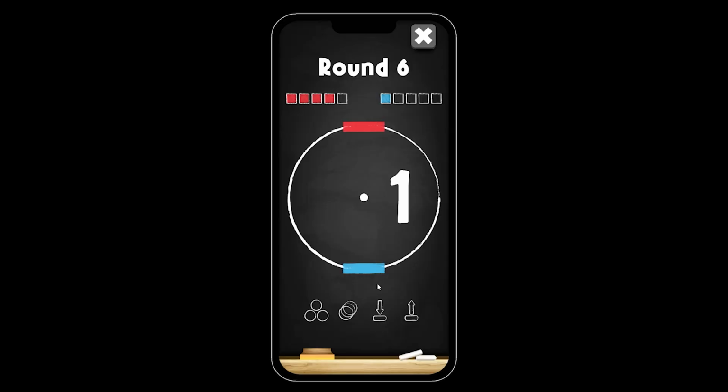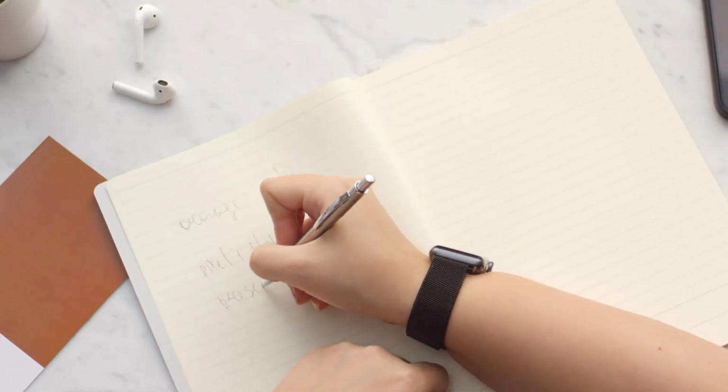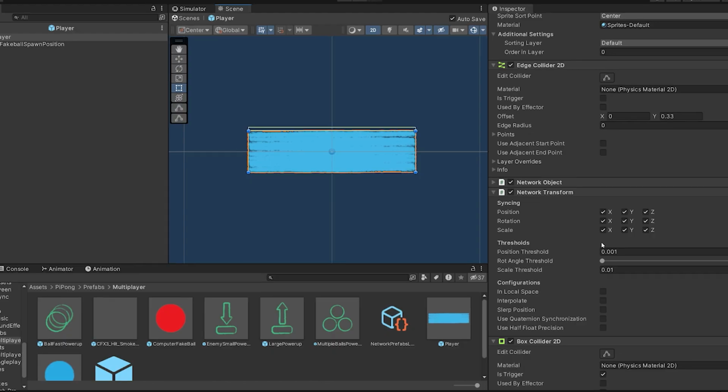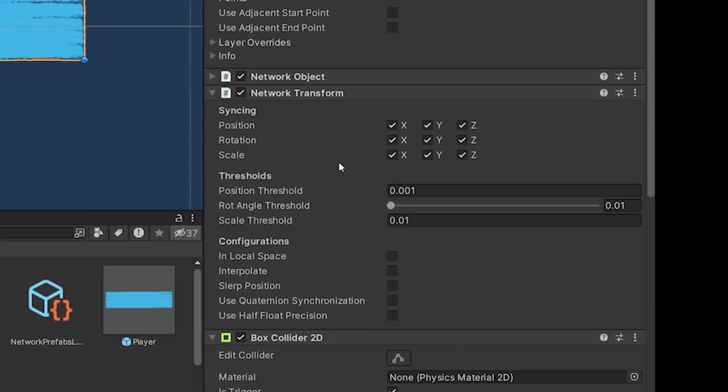But where do I start? The first thing I realized was that I had to synchronize a lot of data. You have two platforms, the ball, and all these power-ups flying around the screen. And you need to permanently synchronize their position, rotation, and scale. So I sat down and thought to myself, how am I going to do this? But then I found out Unity has a built-in component that takes care of all that.